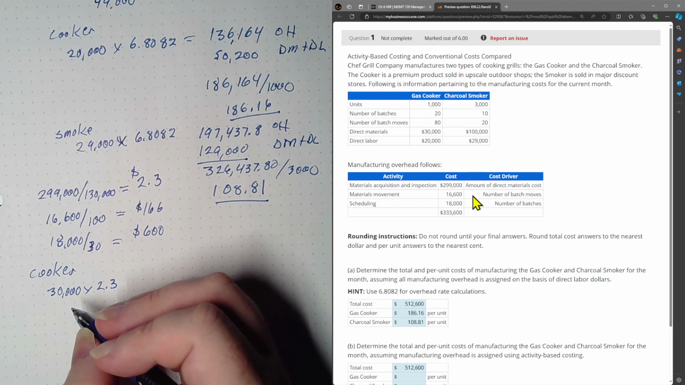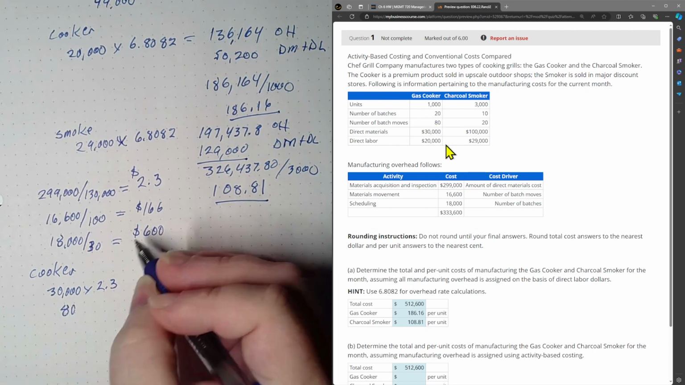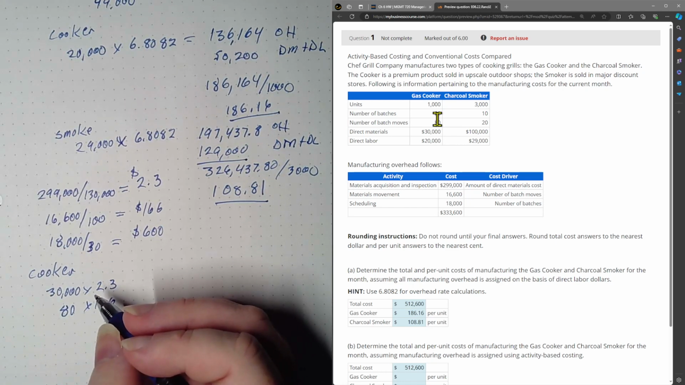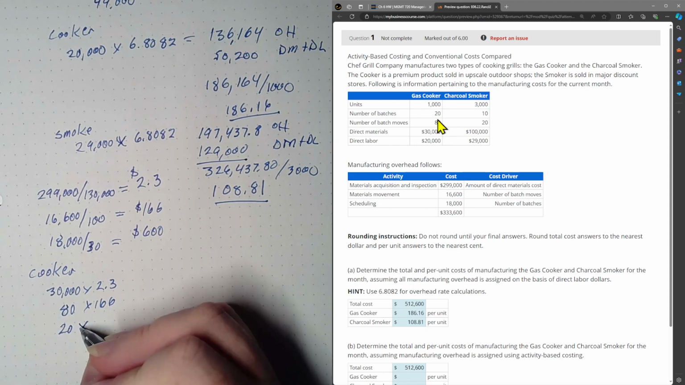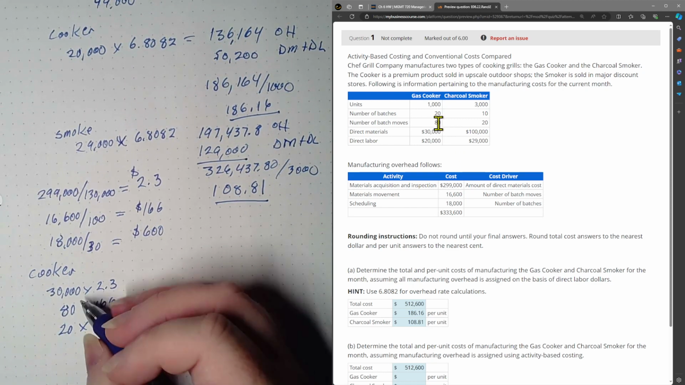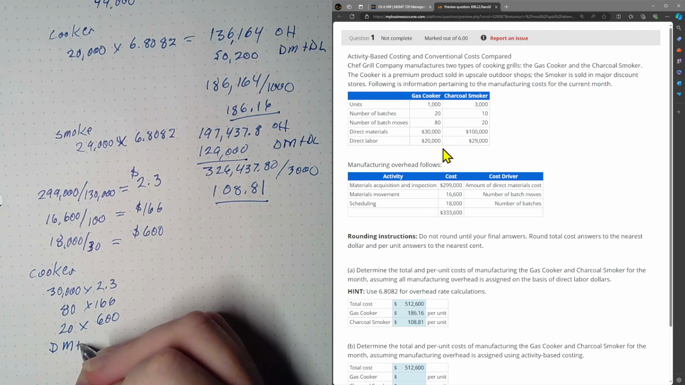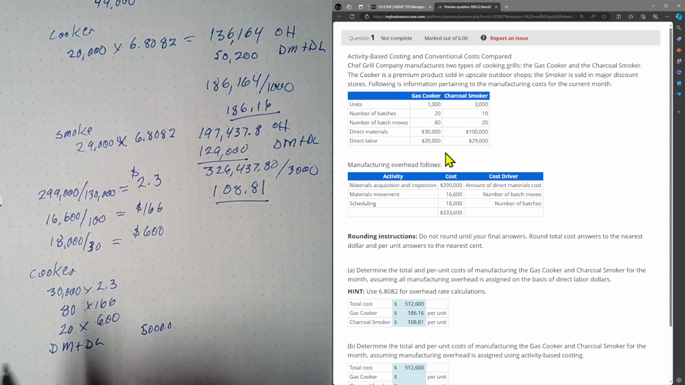The second one is number of batch moves. So the batch moves for the cooker is 80 batch moves times $166 per batch move. The next one is number of batches, 20 batches times, and we said it was $600. And then we also have the direct materials and the direct labor cost. So whatever we extend these out to plus 50,000. And then that's going to be divided by 1,000.